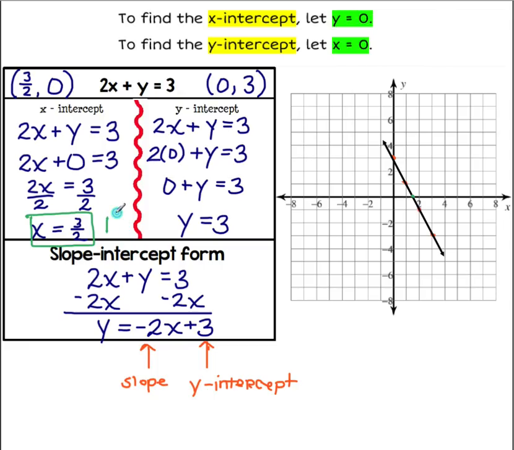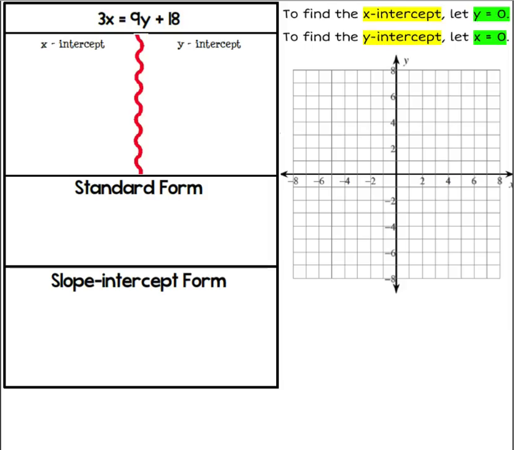So 1.5, that's better. And so 1.5, we can see there's a point on our line, so that makes sense. We found our x-intercept, our y-intercept, we graph, and all of those correlate. All right, let's try one more.